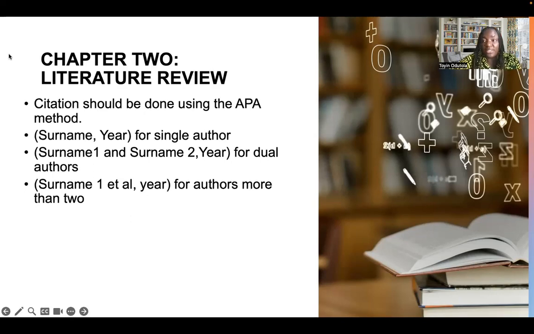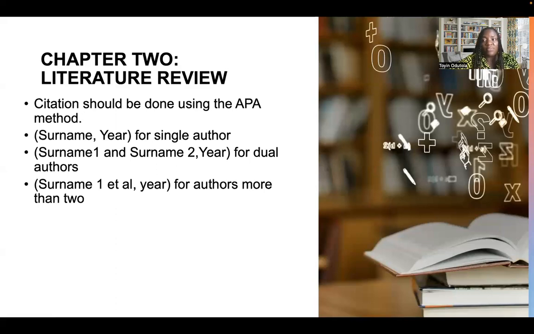Now, for citation in literature, you must cite using the APA method. And for a single author, what you would do is the surname and the year. So if I wrote a paper and I'm a single author, what you have is Odutola and maybe the year 2023. For double authors, you're going to have the surname of the two authors and the year.